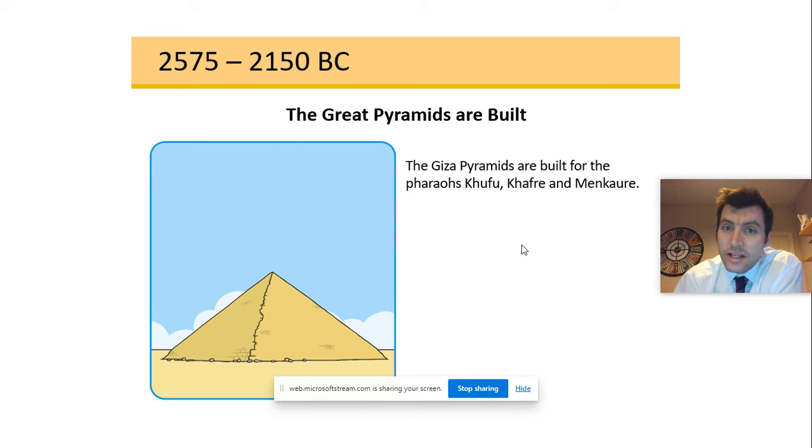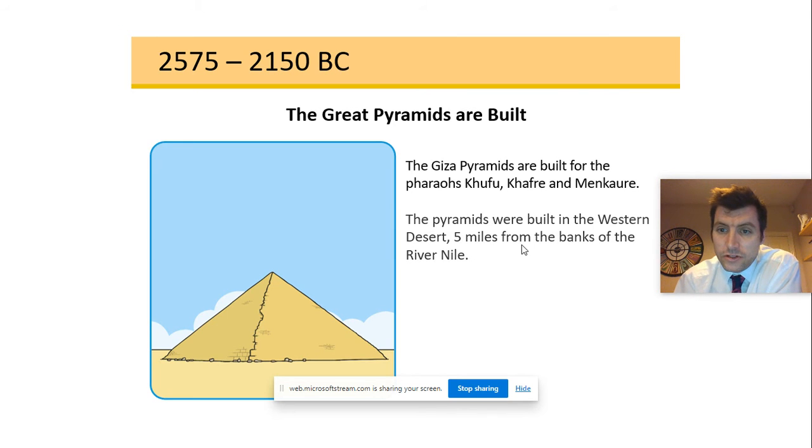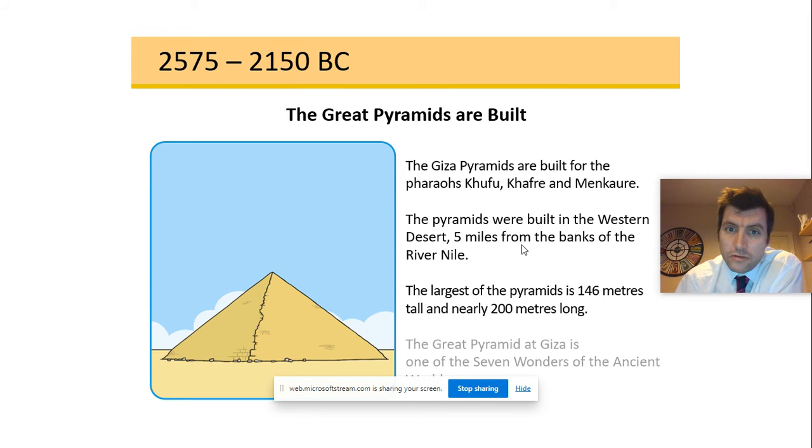Okay, and these ones are now the Great Pyramids, which were created about 4,000 or 4,200 years ago. Okay, and they're 5 miles from the River Nile. They're huge, and we'll look at them as well as we go through the unit.